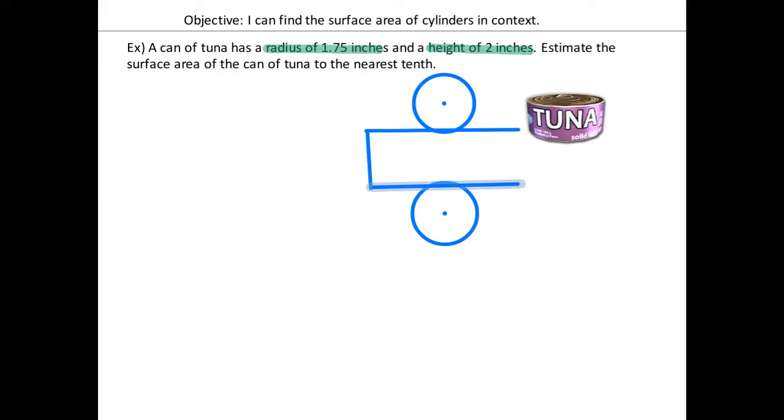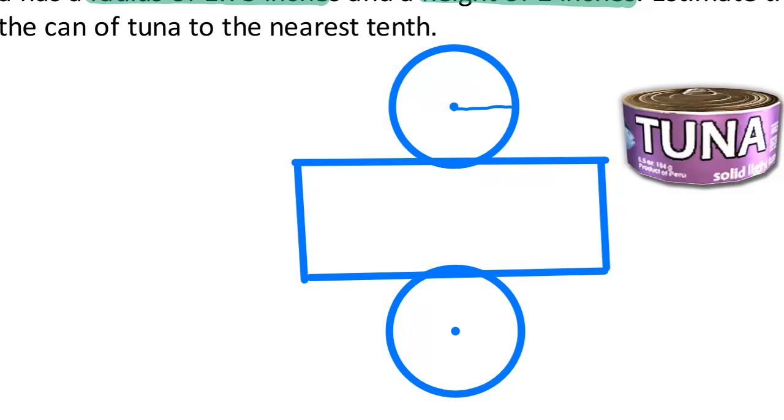And you guys can draw it also if you want to. You don't have to, but you can if you want to. Okay, then what am I given? Well, I am given the radius of the circle, right? So my radius from here to here is 1.75. Let me zoom in real quick. This is 1.75.